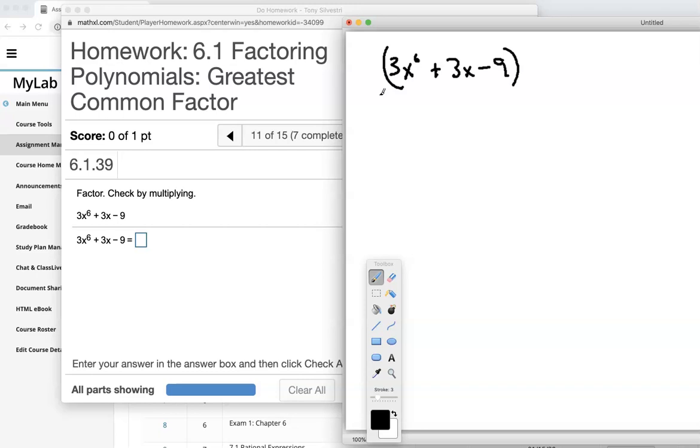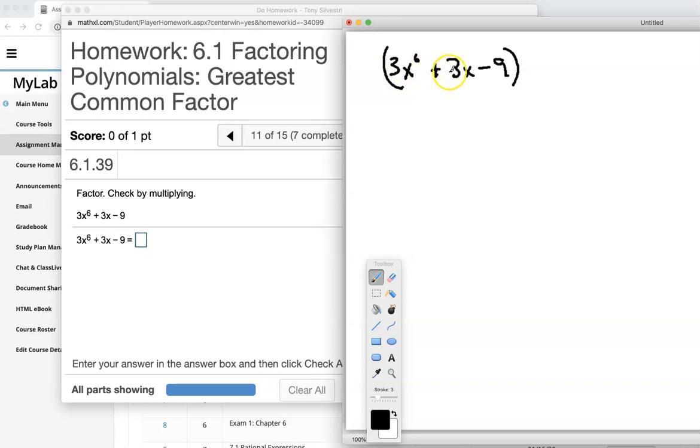Is it possible? Well, how many terms do we have here? Pluses and minuses separate the terms. So I got 1, 2, 3 terms. Okay, good. So take a look at the 3 terms. I really don't care about the plus and minuses.